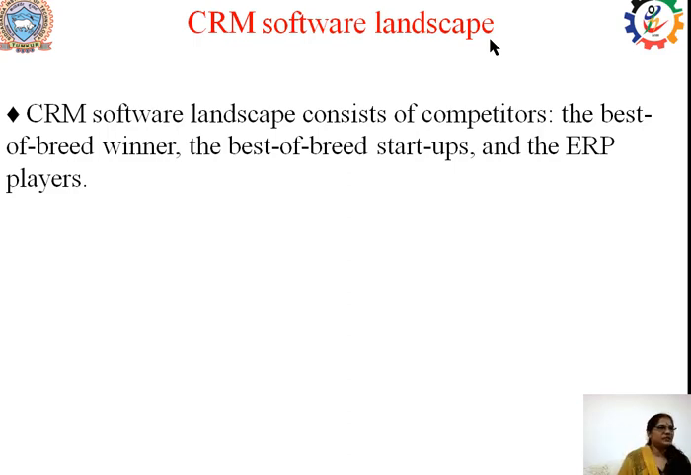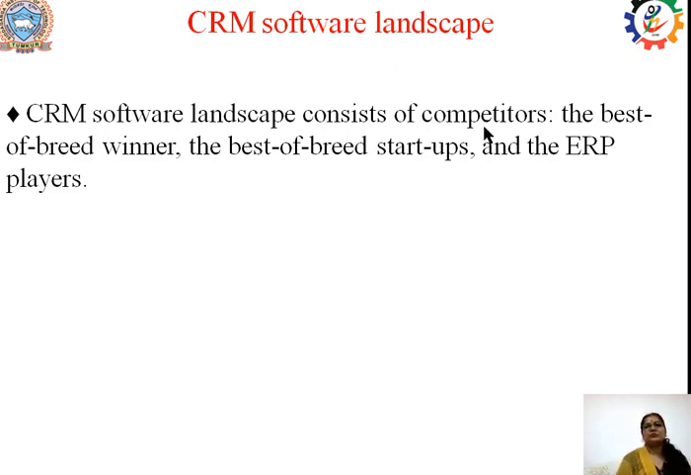Usually in general English, if things are arranged at different levels, maybe height wise or whatever, then we call it a landscape. So it can be applied to any scenario wherein you have different levels. So CRM software, all software available in the market, can be classified into three levels. So that is why landscape.